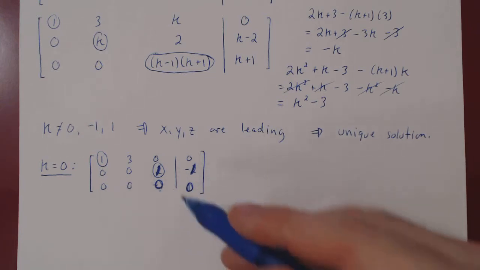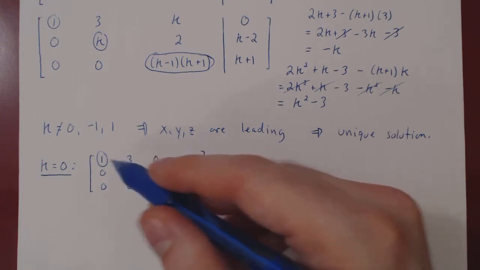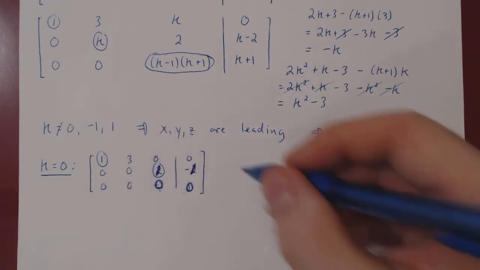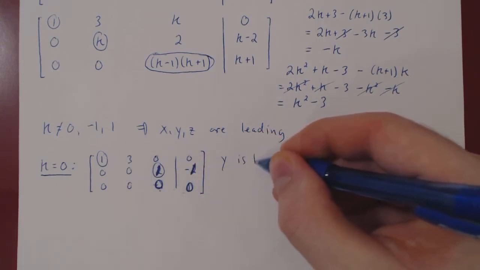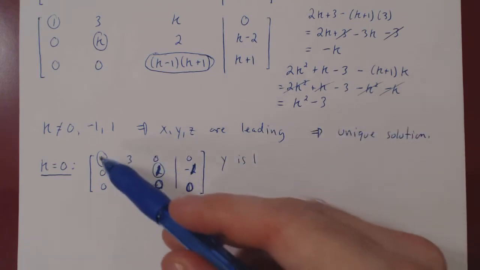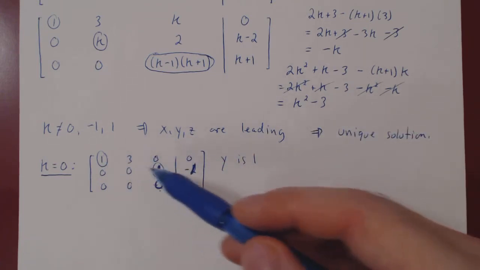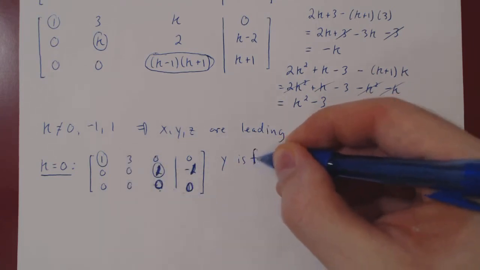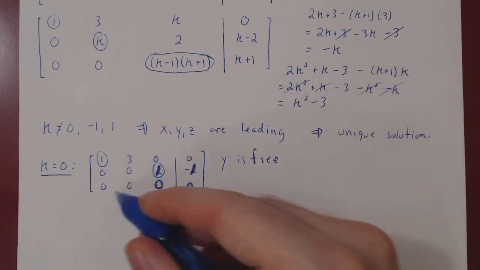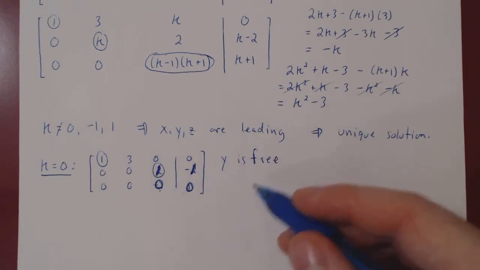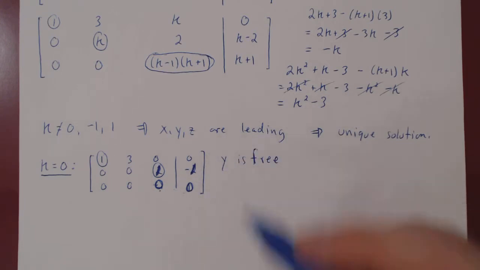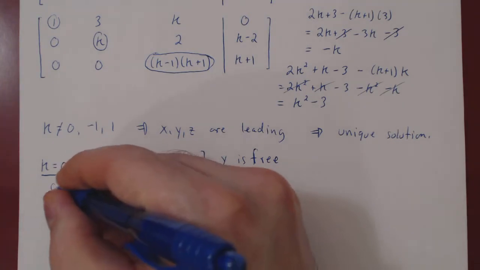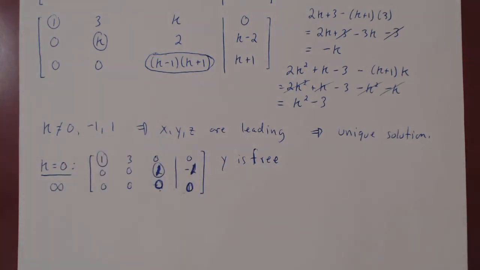The system is consistent. I'm sorry. X and z are leading, as they both have a leading 1, but y does not, so y is free. The system is consistent, y being free, and y will become a parameter, which will give us an infinite number of solutions. That takes care of k equals 0.